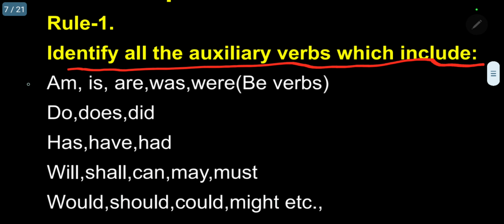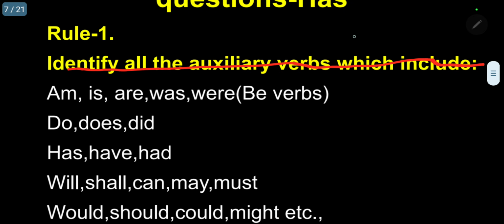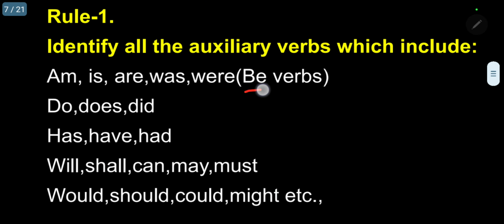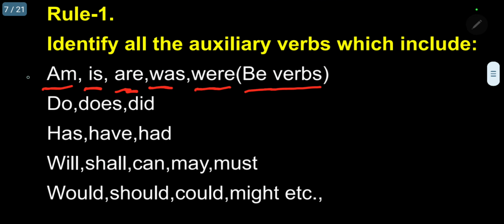One is the be verbs. Be verbs include five: am, is, are in present tense, and was, were in past tense. This is the be verb, an auxiliary verb. It is called primary auxiliary, number one type.